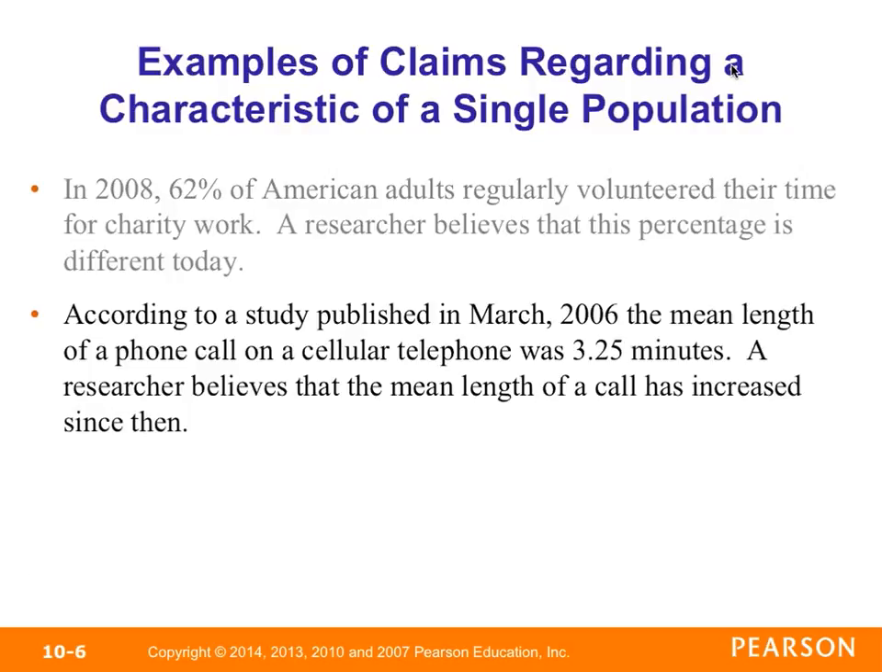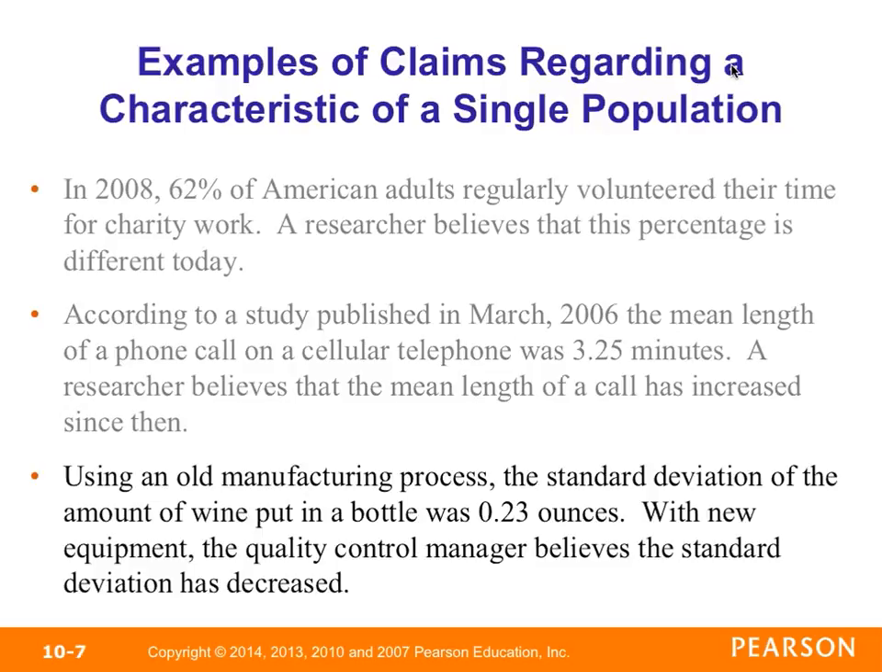Here's another example. According to a study published in March 2006, the mean length of a phone call on a cellular telephone was 3.25 minutes. A researcher believes that the mean length of a call has increased since then. And then finally, using an old manufacturing process, the standard deviation of the amount of wine put into a bottle was 0.23 ounces. With the new equipment, the quality control manager believes the standard deviation has decreased.